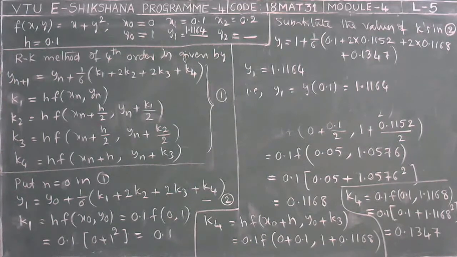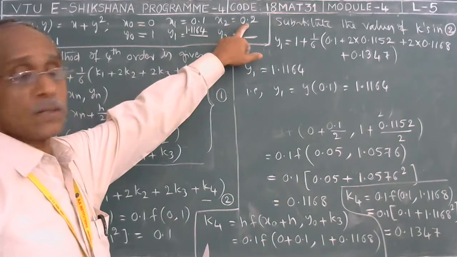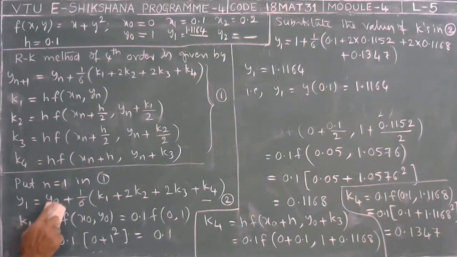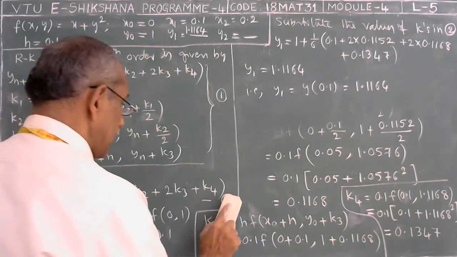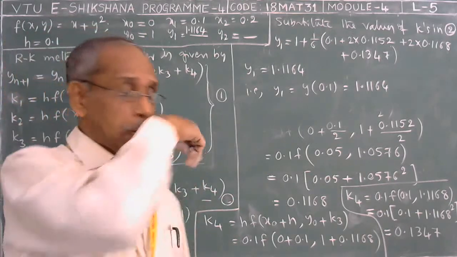The next, I have to calculate the value of y at x is equal to 0.2. So I have to fix n is equal to 1 in 1. So put n is equal to 1 in 1. So we get y2 is equal to y1 plus 1 by 6 times k1 plus 2k2 plus 2k3 plus k4.